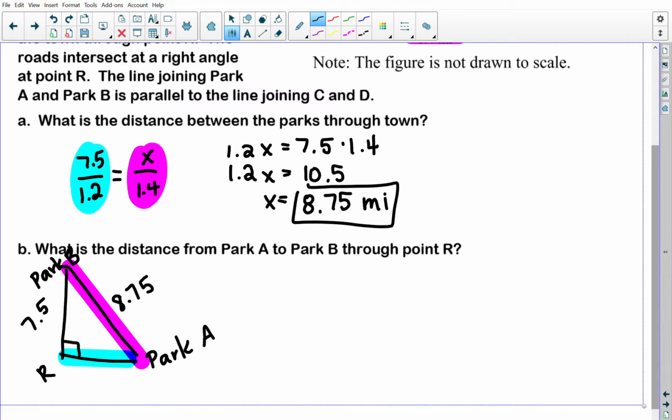And because this is a right triangle, I'm allowed to use the Pythagorean theorem. So let's go ahead and do that. A squared plus B squared equals C squared. So 7.5 squared plus B squared is equal to 8.75 squared.